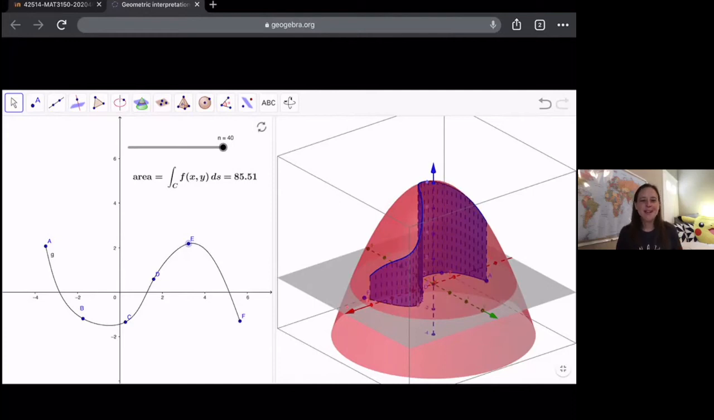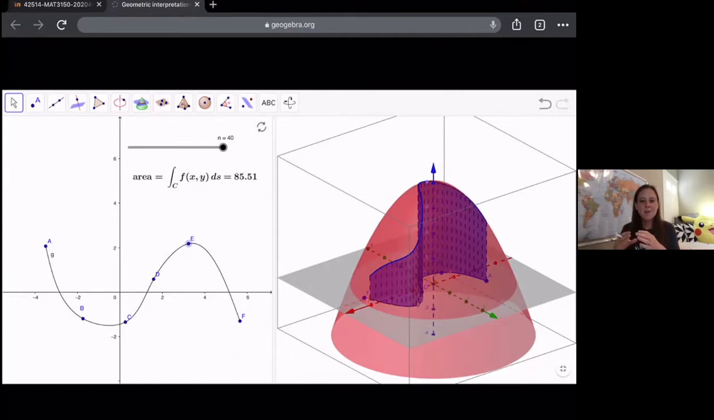Starting chapter 14 today, we're going to talk about line integrals. In the middle of my screen, you can see that integral. It says area equals the integral with a subscript C of f of x, y, ds. So this is a line integral. f of x, y is the red surface you see over on the right, and C is that curve that I've got drawn in R2 over on the left.